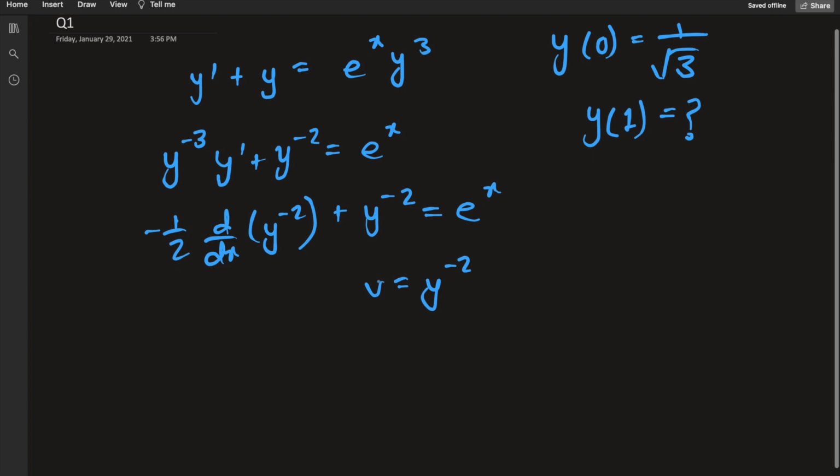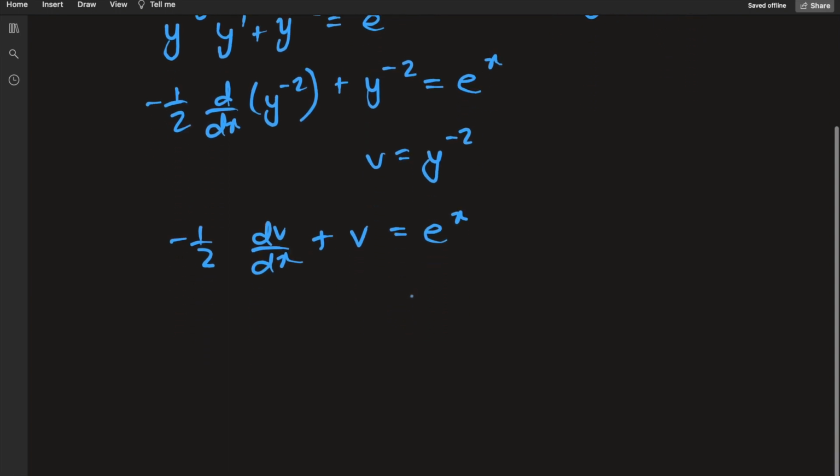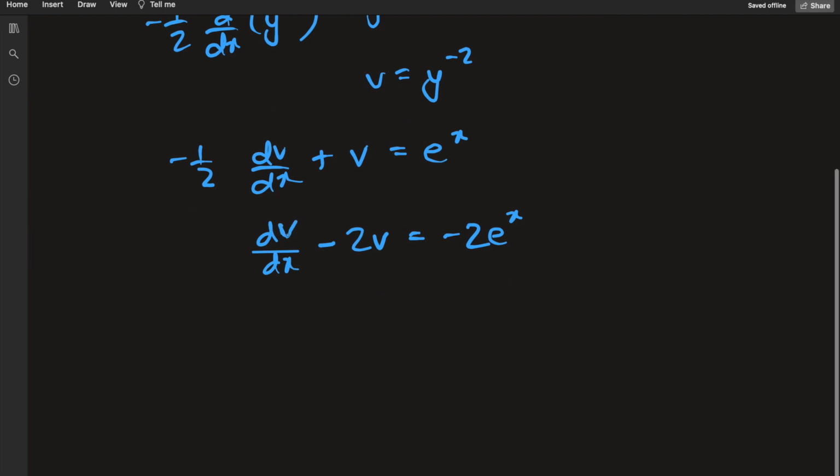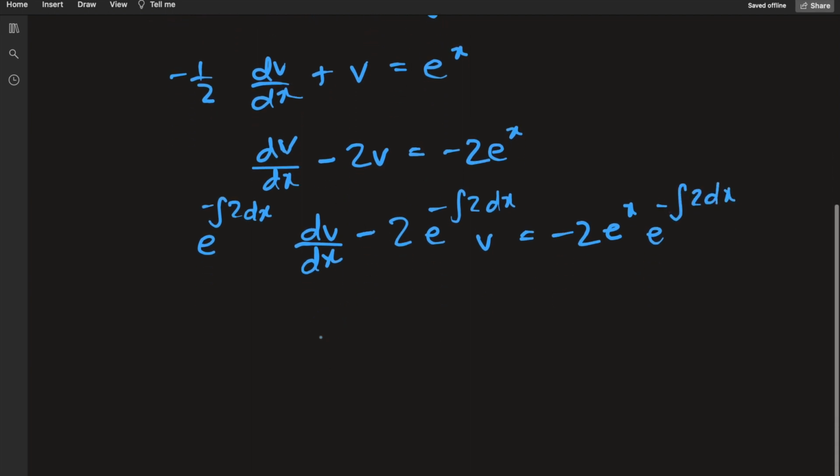Now let's do a change of variables here. Minus 1/2 dv over dx plus v is equal to e raised to x. Let's get rid of this negative 1/2 factor here. So dv over dx minus 2v is equal to negative 2 e raised to x. And this is linear in v. So we need the integration factor. The integration factor is going to be e raised to the integral of negative 2 dx. Multiplying, dv over dx minus 2v times e raised to negative integral of 2 dx is equal to negative 2 e raised to x times e raised to negative integral of 2 dx.